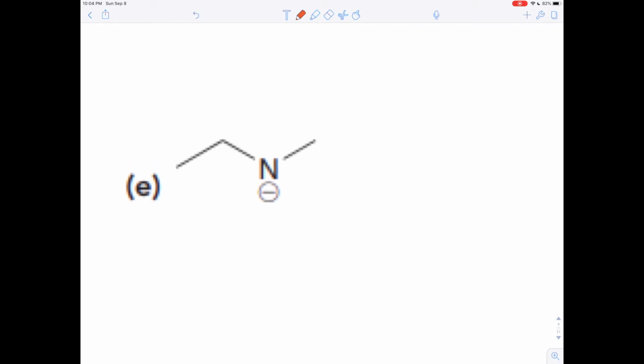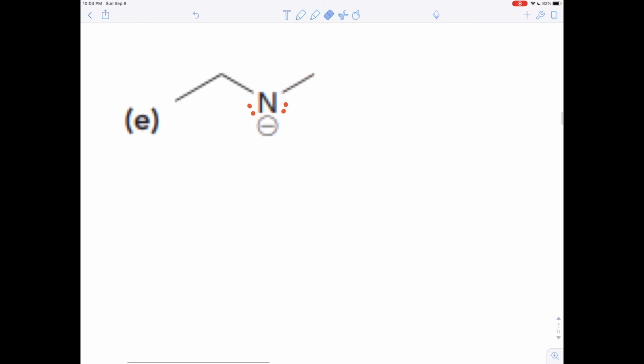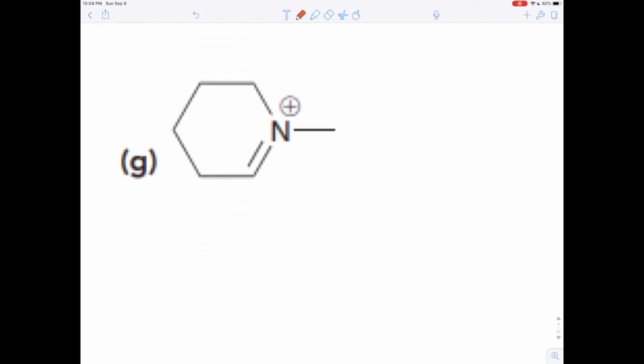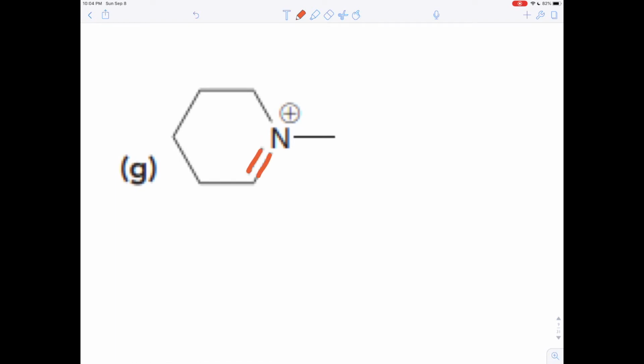In E, this nitrogen has 2, 4 electrons around it, so you would add 5, 6, 7, 8, 2 lone pairs. This nitrogen has 2, 4, 6 electrons around it, so you would add 7, 8, just 1 lone pair. In G, the nitrogen has 2, 4, 6, 8 electrons around it, and so you wouldn't add any lone pairs. That nitrogen is correct as written.